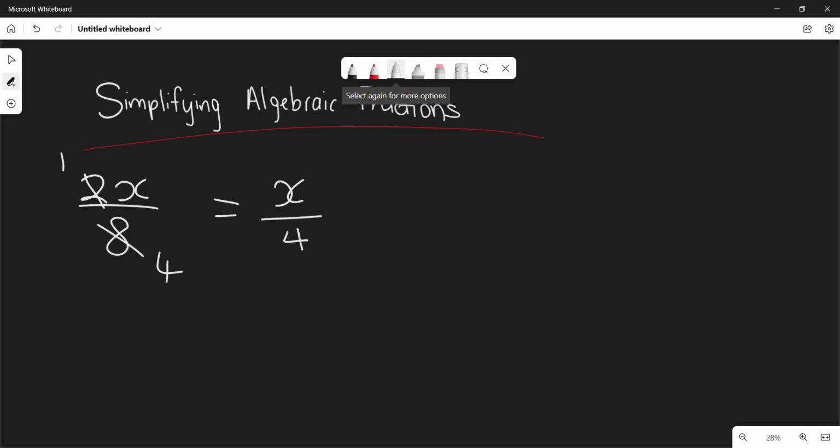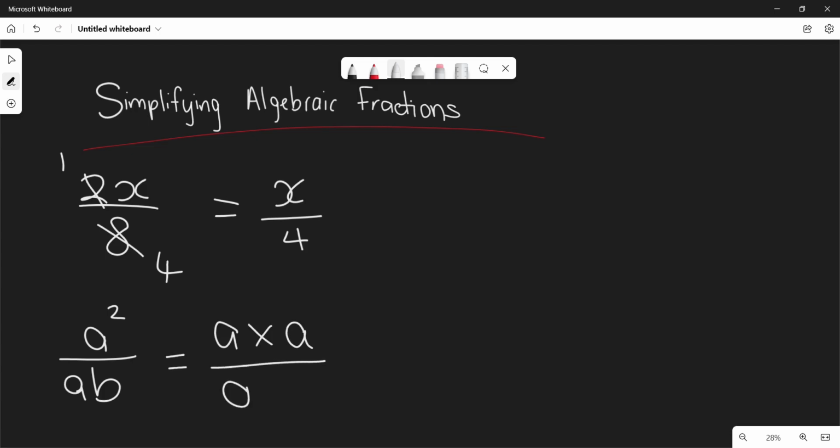The other example would be a squared over ab, right? Recall a squared is simply a multiplied by a, right? Now we can simplify. The numerator is multiplied by each other. Therefore, we can eliminate or reduce or cancel an a in the numerator with an a in the denominator. So our answer will be a over b.